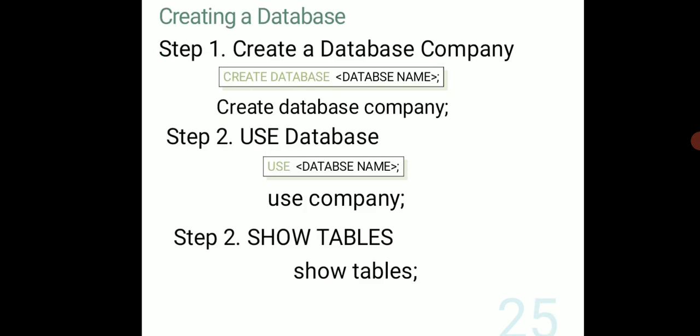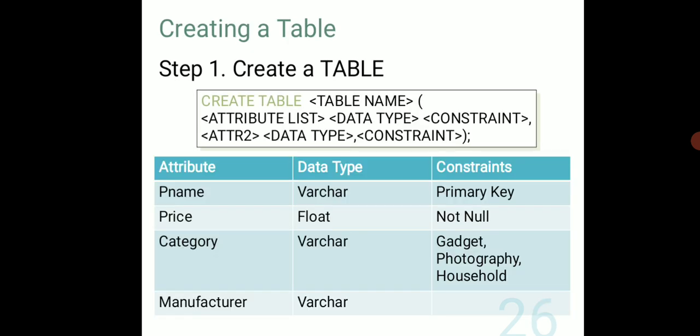So create a database company. Create database, and then you have to give the database name. Create database company. After that, use database, and use the company name you want to give. After that you have to show the tables. So create table, table name. After that you give the attribute list, then the type, and if you have any conditions or constraints, you can give them there. One by one like that you have to add the attributes for the table.